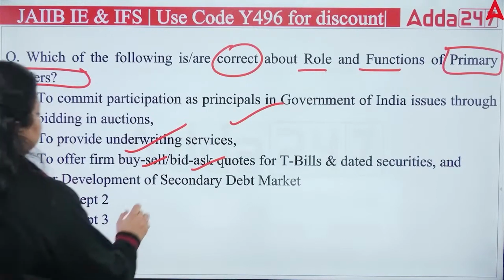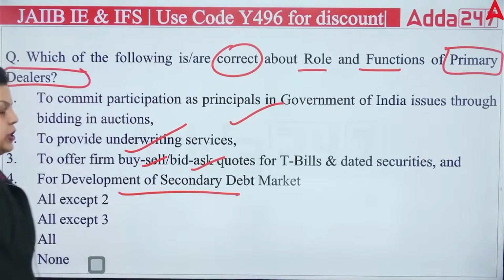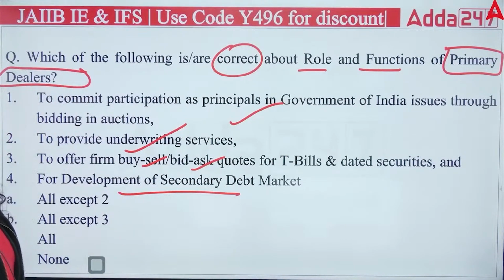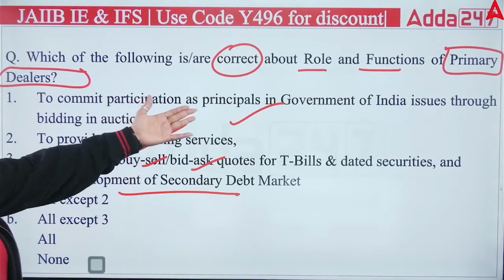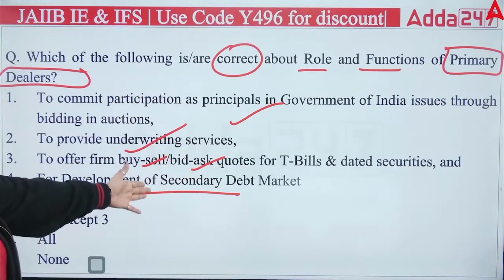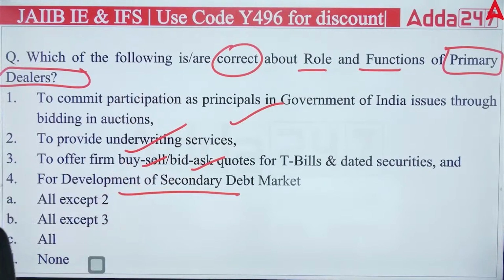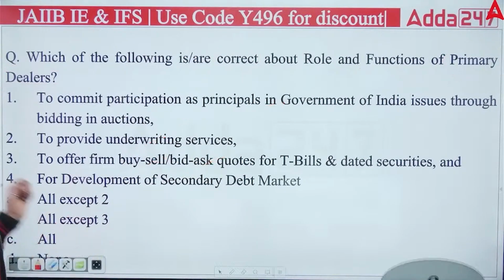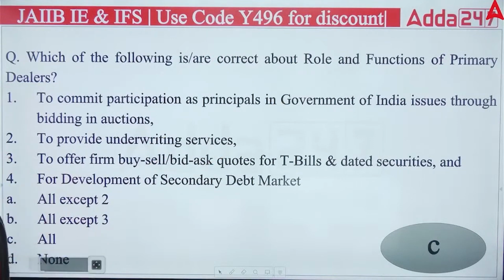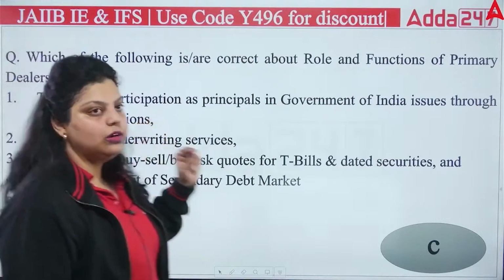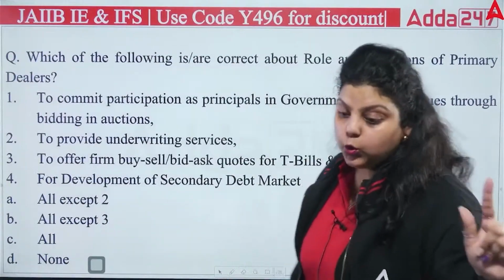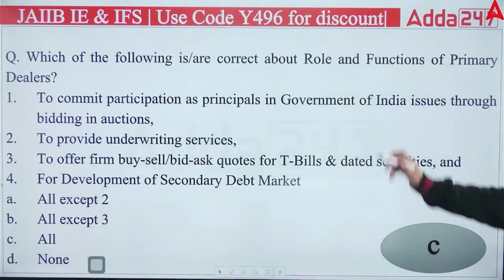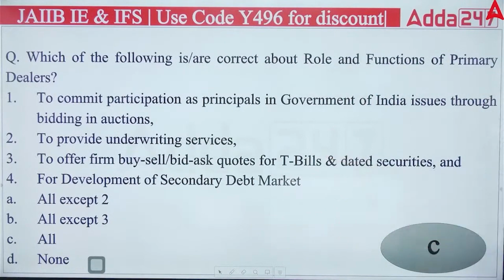And it also makes sure that the development of the financial debt market will be done, because primary dealers are allowed by RBI, they can participate in the secondary debt market also. Okay, so the right answer is all of the above are the right statements about the role and functions of primary dealers. All four statements are talking about the role and functions of primary dealers. That's why the right answer will be C, all of the above.